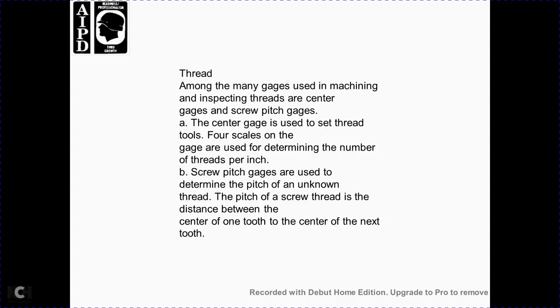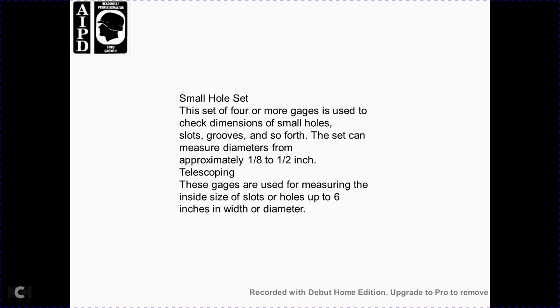the screw pitch gauge, then the center gauge is used for the set threads and tool for the scale gauge. The screw pitch gauge is used to determine the number of threads per inch, and to determine the pitch for an unknown thread. The pitch of a screw thread is the distance between the center of one tooth and the center of the next tooth. Small hole gauge sets are used to check the dimensions of small holes, slots, screws and so forth, and can measure a diameter of approximately 1/8 to 1/2 inch.